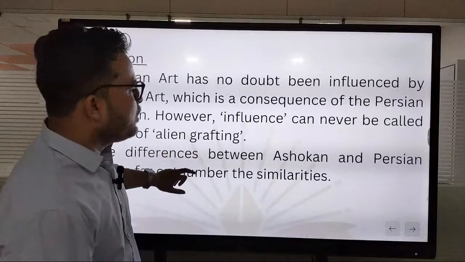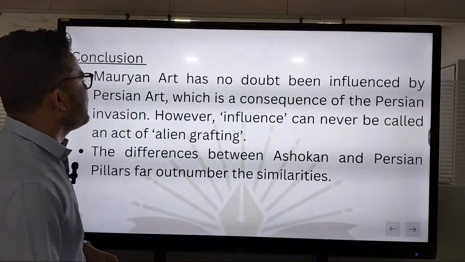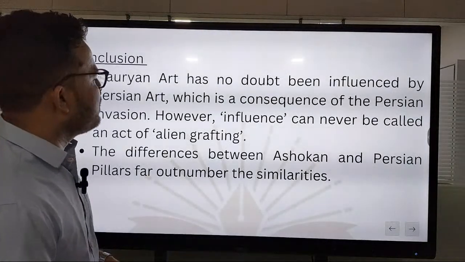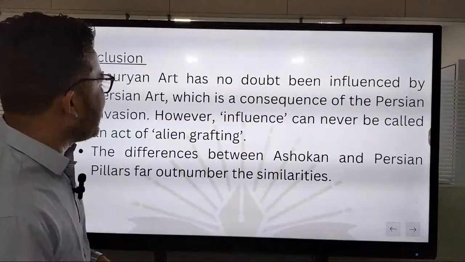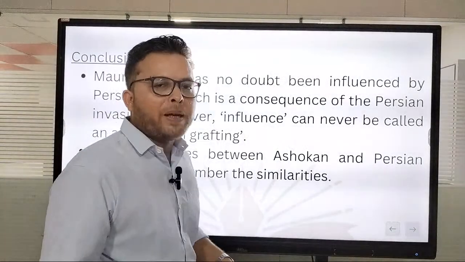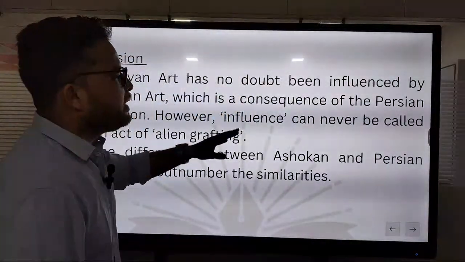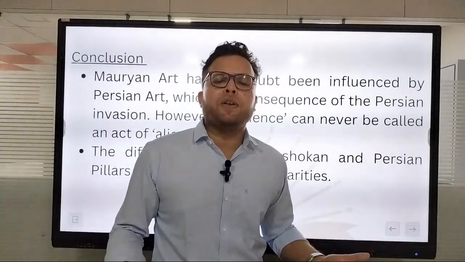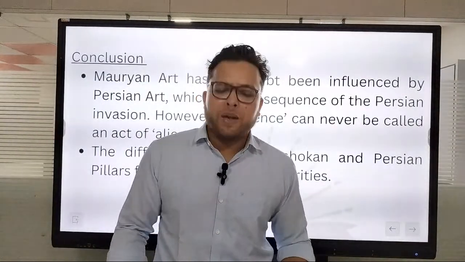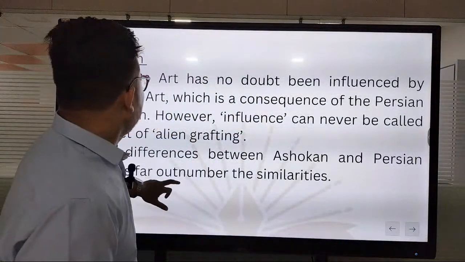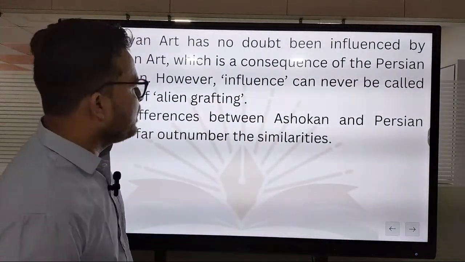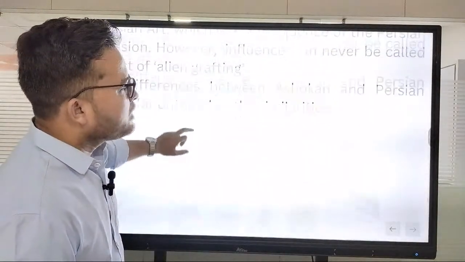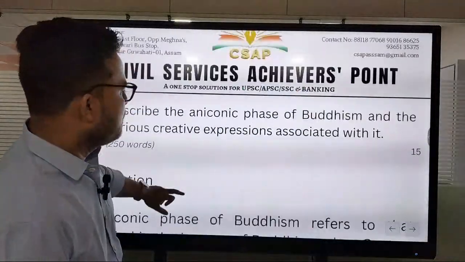So, Mauryan art has no doubt been influenced by Persian art, which is a consequence of the Persian invasion. However, influence can never be called an act of alien grafting. Alien grafting means copy. Influence can never be called a copy. Yes, of course, Mauryan art has been influenced by Persian art. But just based on that, we cannot say Mauryan art is a direct copy of Persian art. We can never say that. The differences between the Ashokan and Persian pillars far outnumber the similarities.